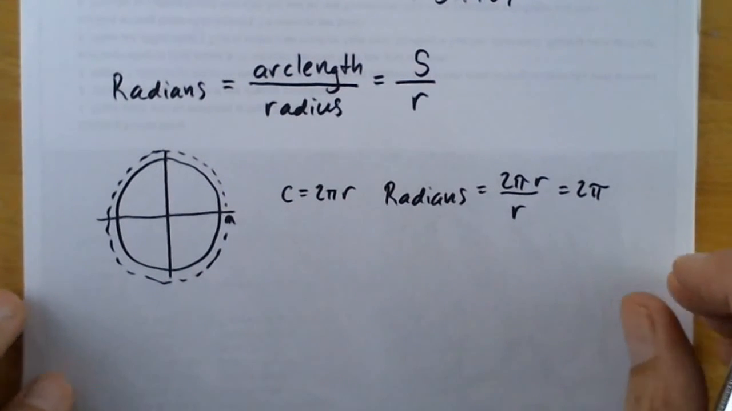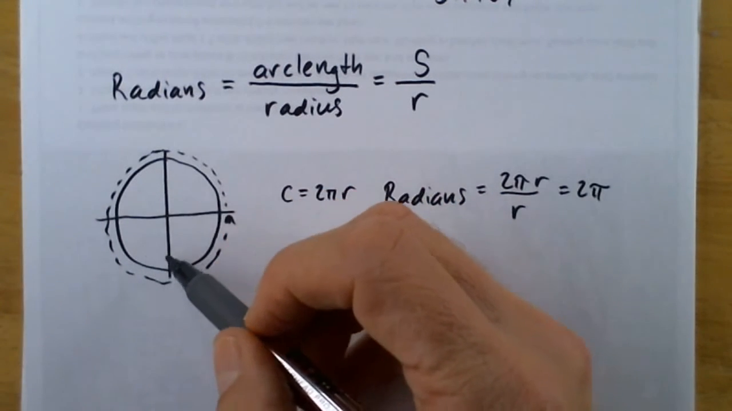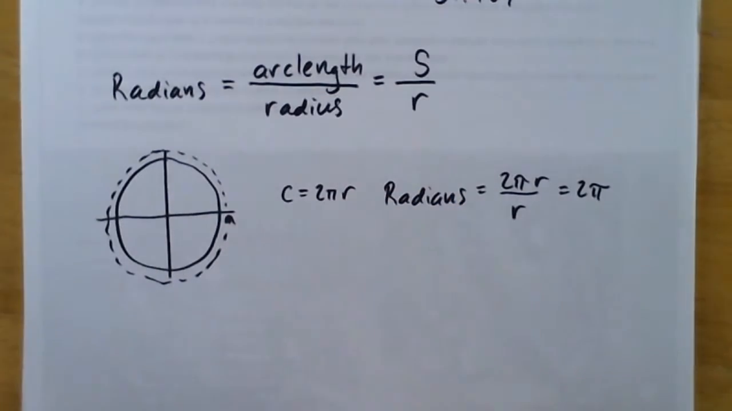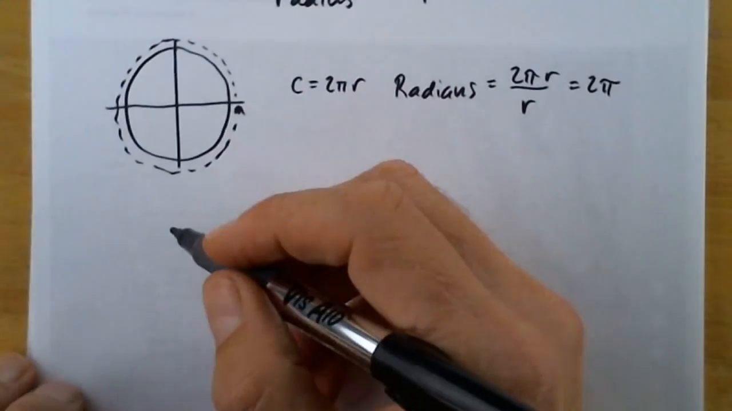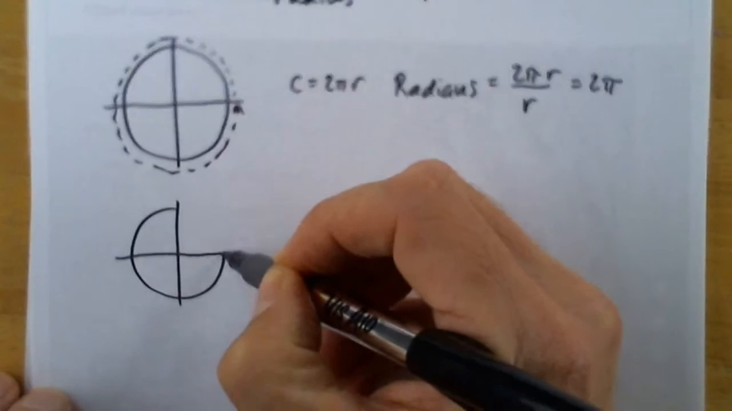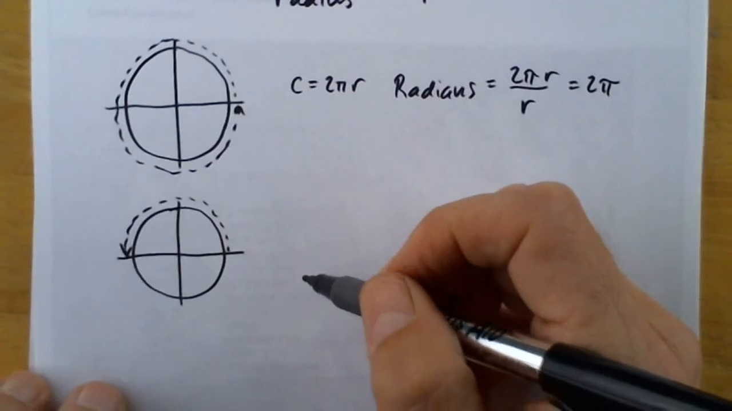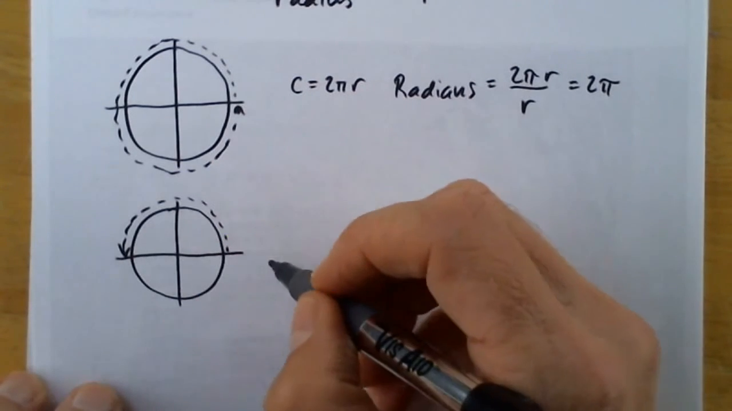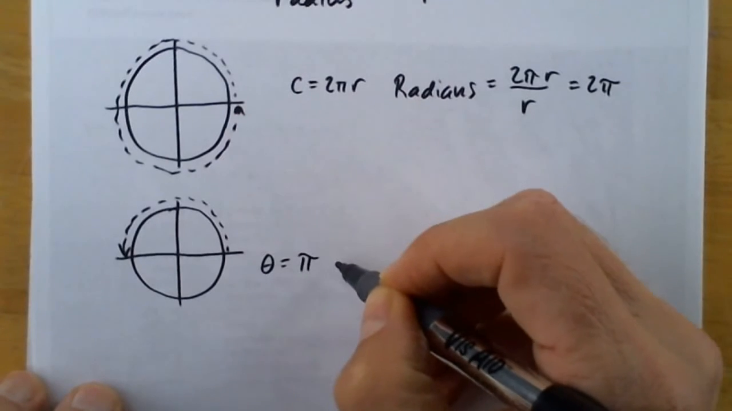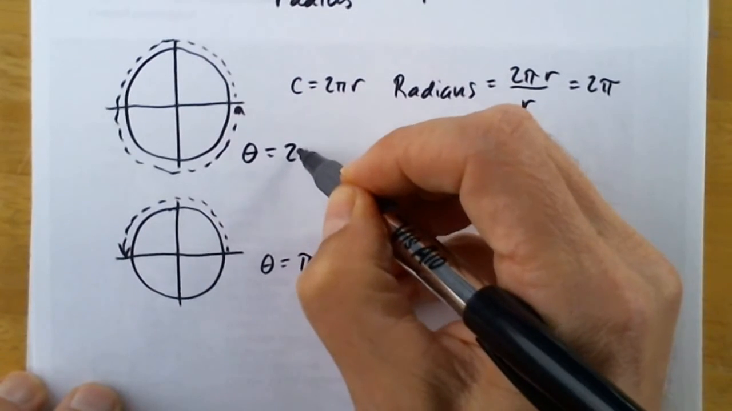And once we know this, then we can find out all the other angles within a circle, because we know that going around a circle is 2 pi radians. So if you rotate 360 degrees, you get 2 pi radians. What happens if we go halfway around a circle? So here's the same circle, but we're going to only go right there. So that must be the angle rotated is pi radians.